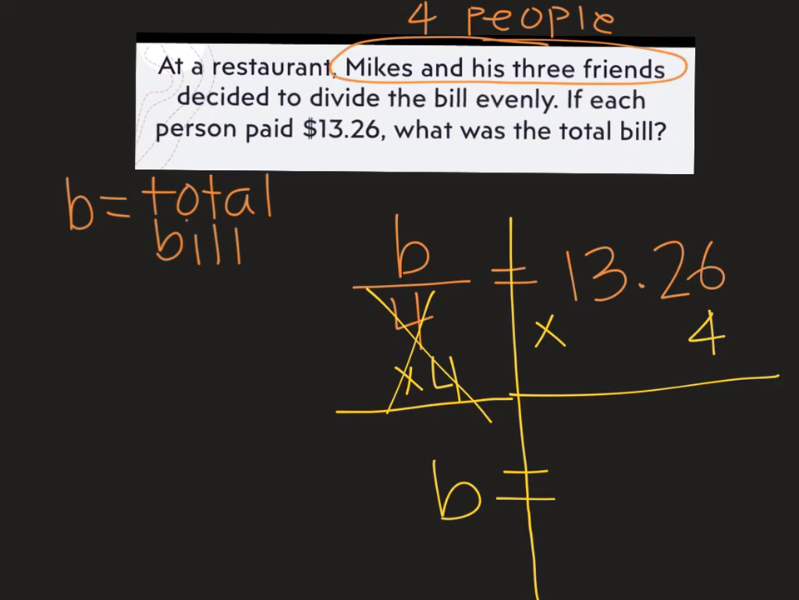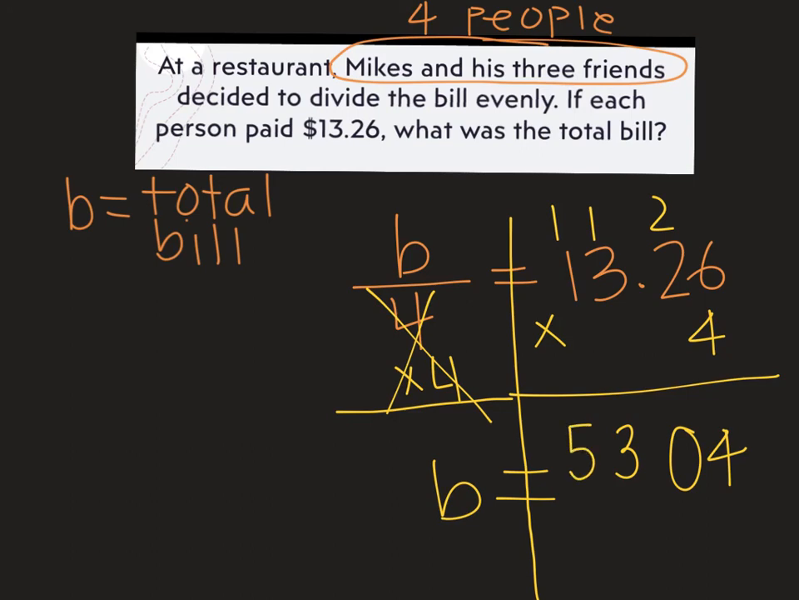So I need to do 13.26 times 4. Well, 6 times 4 is 24. Put the 4, carry your 2. 4 times 2 is 8, plus 2 is 10. Put a 0, carry a 1. 4 times 3 is 12, plus 1 is 13. Put your 3, carry your 1. 4 times 1 is 4, plus 1 is 5.